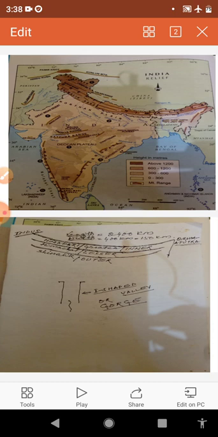Then the part of the Himalayas lying in between the Satluj and Kali river is known as Kumaon Himalayas. The part lying in between the Kali and Tista river is known as Nepal Himalaya, and the fourth section, lying in between the Tista and the Dihang river, is known as Assam Himalayas. So these are the demarcations of the Himalayas from west to east.